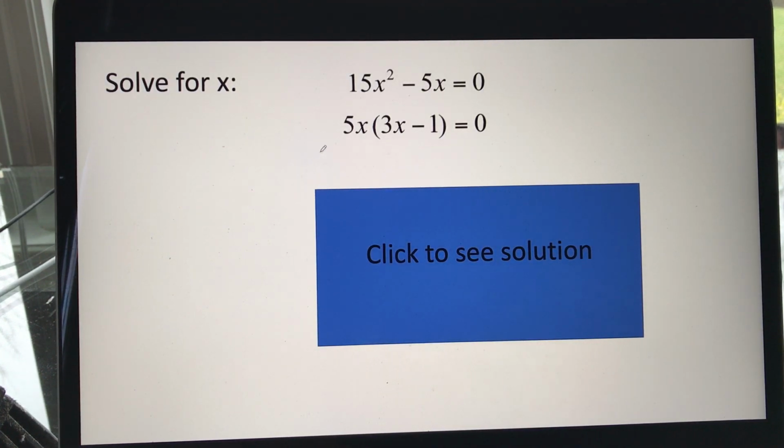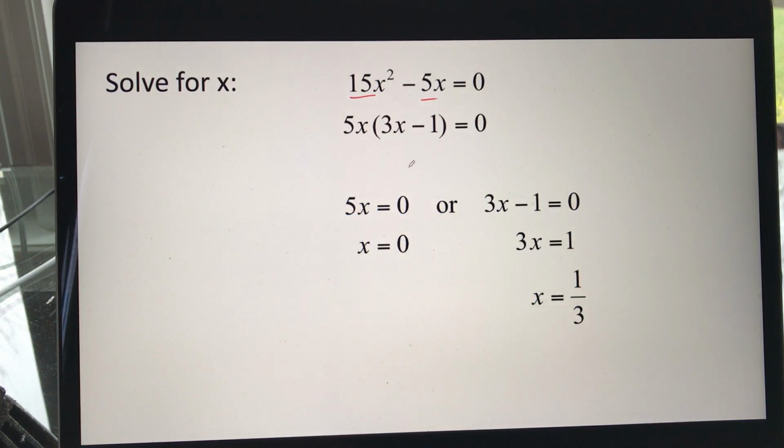This one here, same idea. I could solve this by factoring. So I'm going to use common factoring here. I know 5x is a common factor in both terms. So I'd be left with 5x times 3x minus 1. So that means, this equals 0, 5x equals 0, or 3x minus 1 equals 0. And then I would just solve both of these for x equals 0, x equals a third.